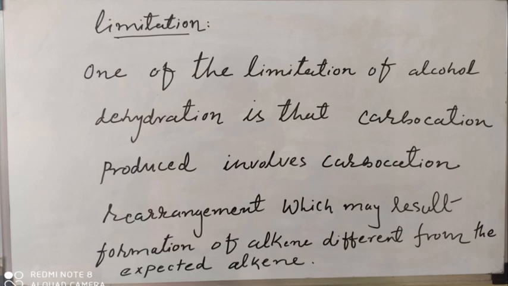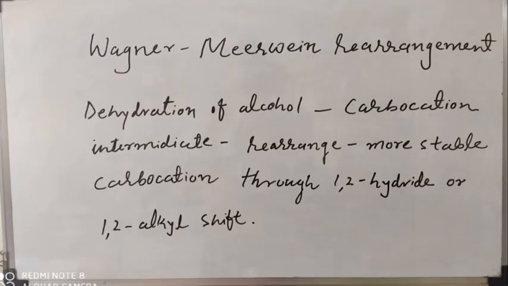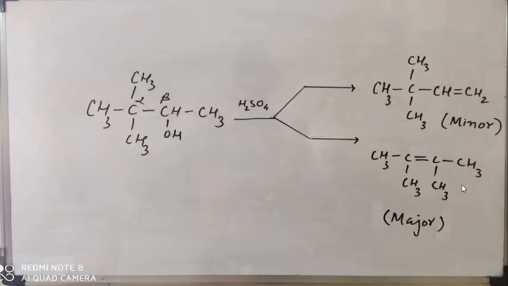Now let us see. This rearrangement of the carbocation is known as the Wagner-Meerwein rearrangement. So during the dehydration of alcohol, a carbocation intermediate forms, and this carbocation intermediate is likely to rearrange itself toward the more stable carbocation, either by 1,2-hydride or 1,2-methyl shift, and this rearrangement is known as the Wagner-Meerwein rearrangement. Now let us take an example of dehydration of alcohol.